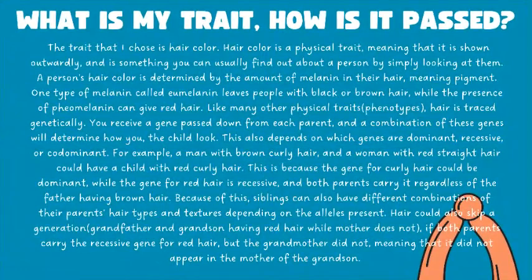Because of this, siblings can also have different combinations of their parents' hair types and textures depending on the alleles present in them. Hair could also skip a generation, meaning that a grandfather and grandson could have red hair while the mother does not. If both parents carry the recessive gene for red hair, but the grandmother did not, meaning that it did not appear in the mother of the grandson.